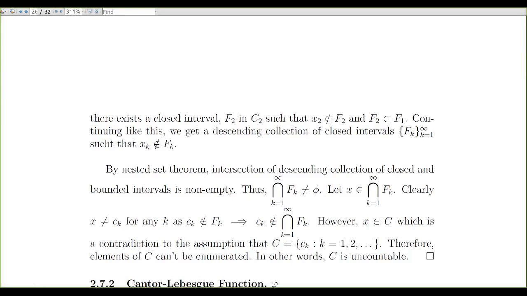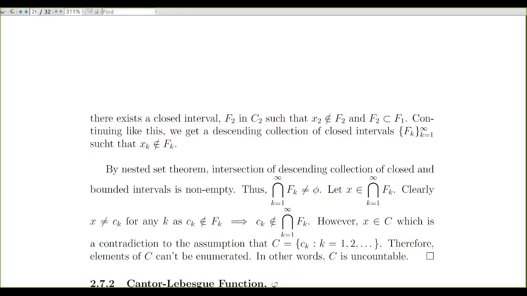We have a point in C which is not there in the list, because we have counted all of these. We have given a number to all the elements. So every element in C can be numbered if C is countable. And then x is not there in the list. This is a contradiction. Therefore, the set C is not countable. So this is an uncountable set.